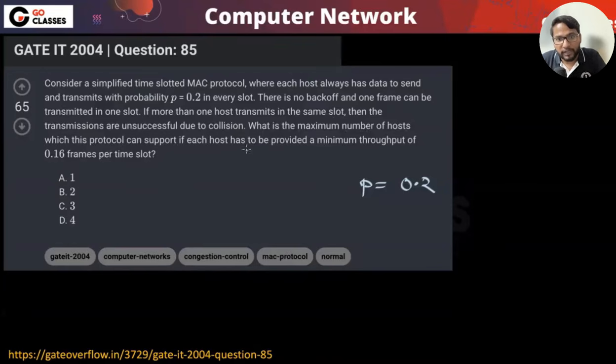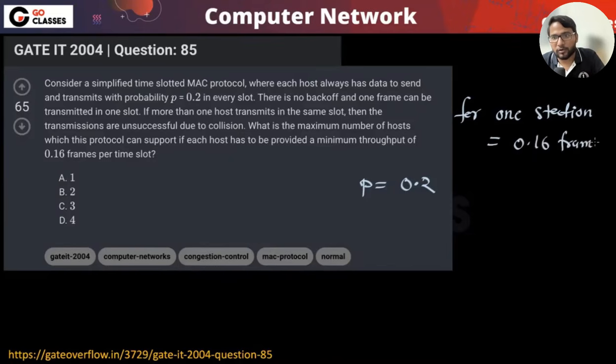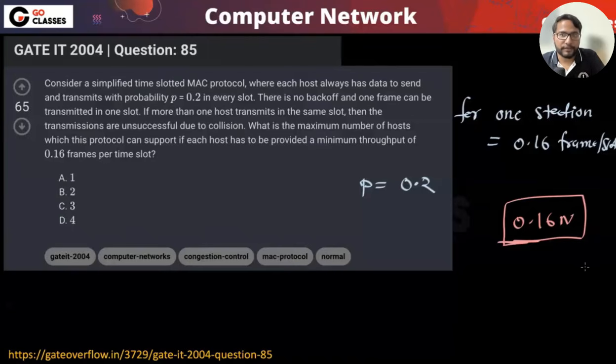What is the maximum number of hosts this protocol can support if each host has to be provided a minimum throughput of 0.16 frames per time slot? So for one station, they are saying I need to have 0.16 frames per slot. Just one station will be generating this much. So n stations will be generating how much? Minimum this much, n stations, in one slot.